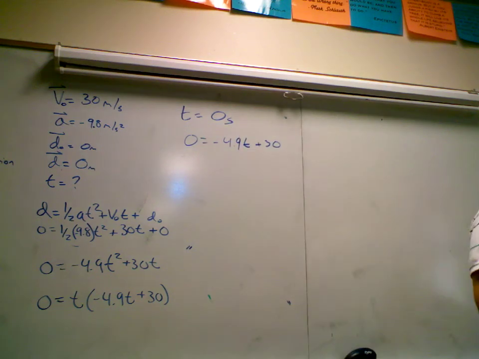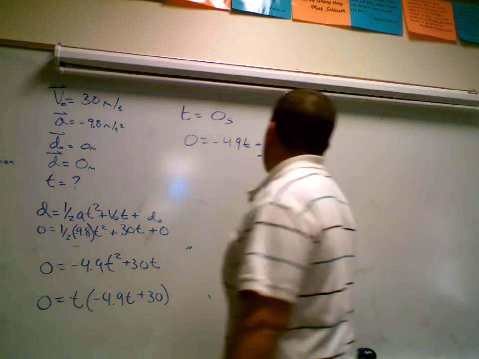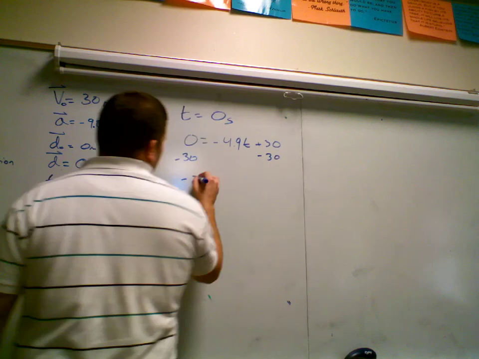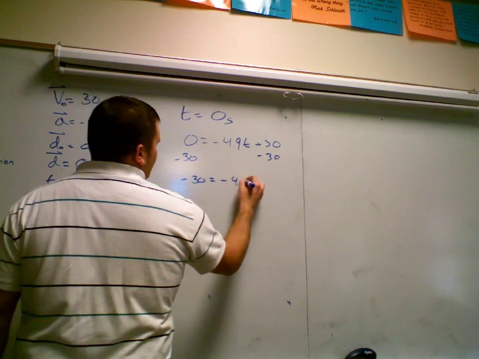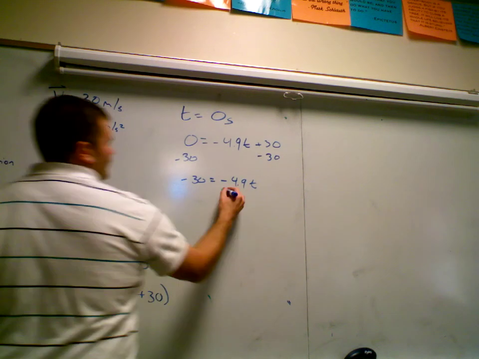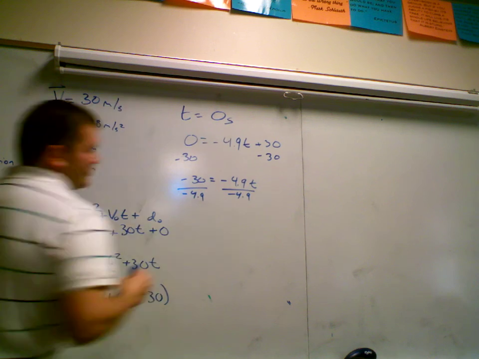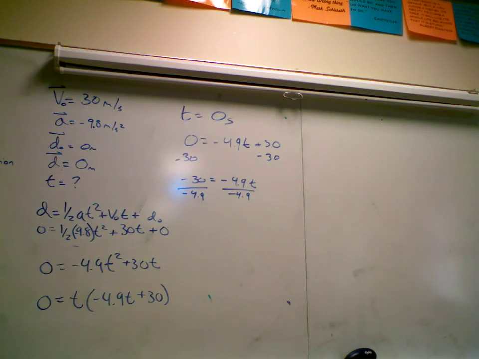How do I solve this? Subtract 30, right? So we have negative 30 equals negative 4.9 T. What do I do now? Divide by negative 4.9. 30 divided by negative 4.9, what do we get?